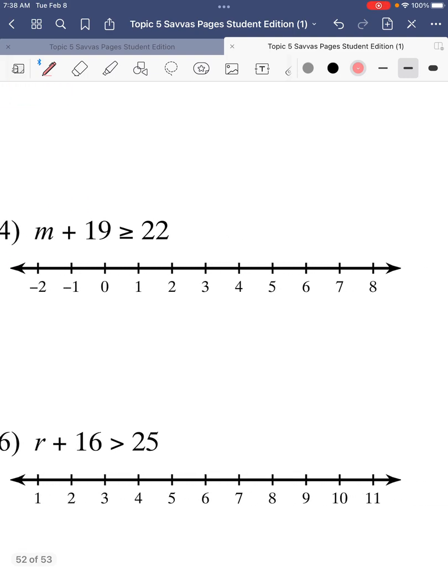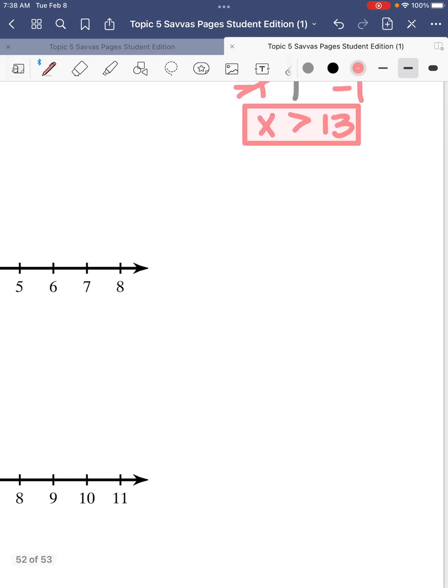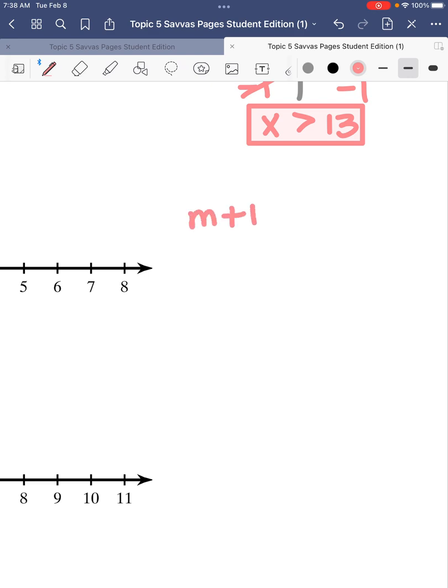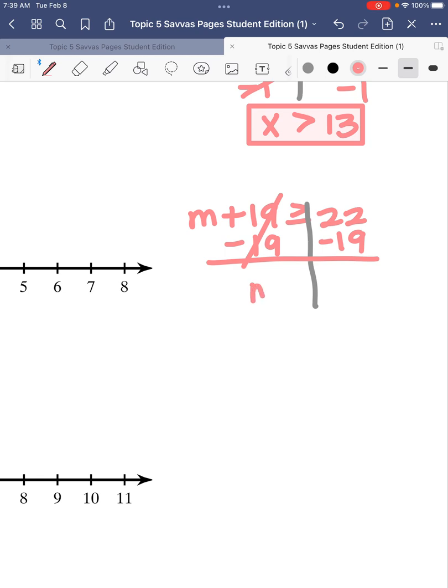Now let's look at number 4. m plus 19 is greater than or equal to 22. I'm just going to rewrite that over here. m plus 19 is greater than or equal to 22. Well, to solve this inequality, I need to get that m by itself, and it's connected to a positive 19. How do I undo a positive 19? I subtract 19. So we subtract 19 on both sides. My 19s will cancel out. m is by itself. There was no reason for my sign to change, so it stays greater than or equal to. And on the other side, I have 22 minus 19, which is 3. So m is greater than or equal to 3 is my solution.